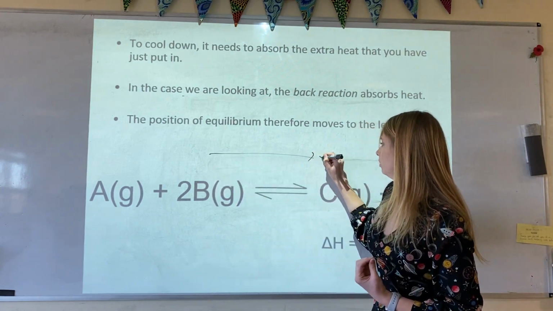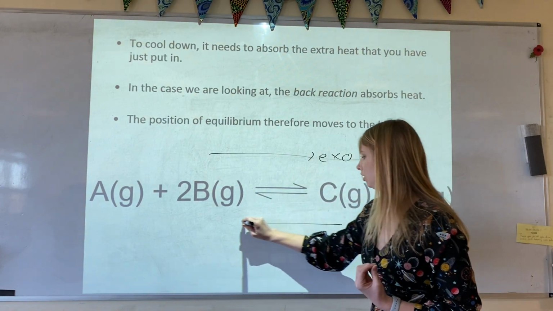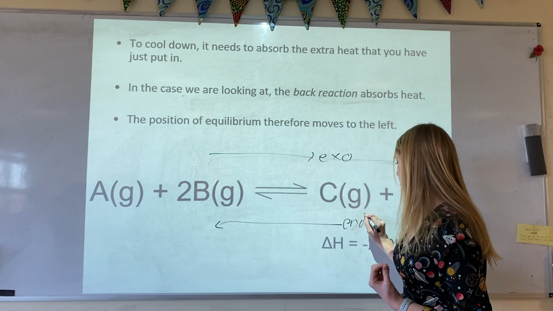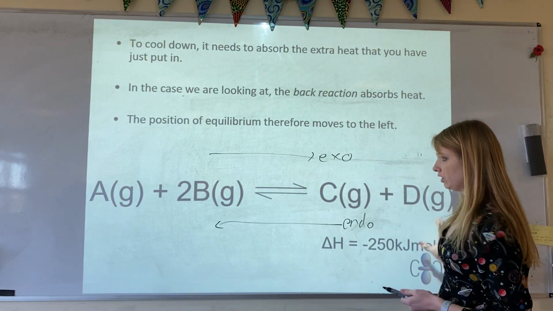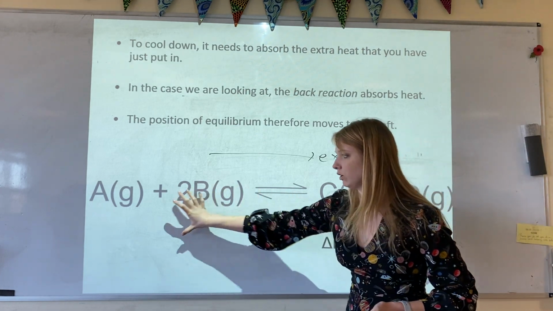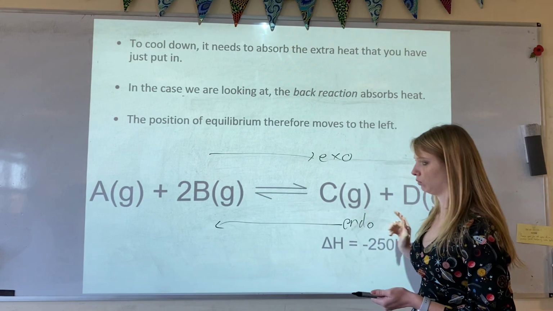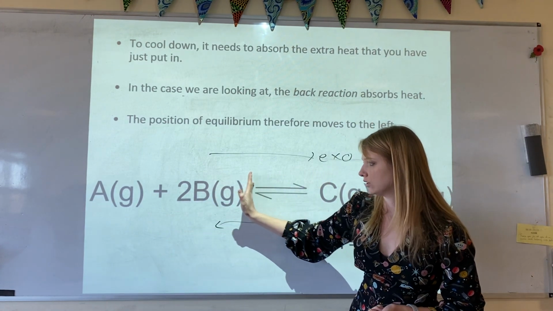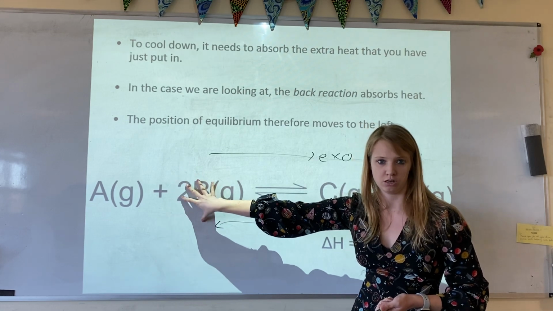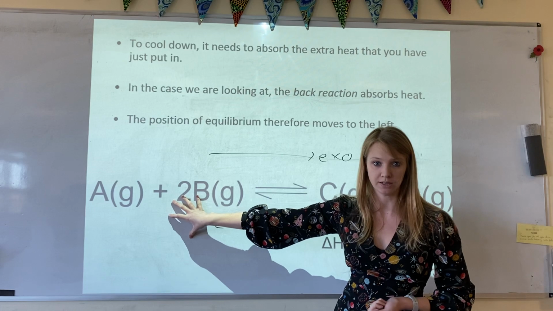So if you remember, our forward reaction is exothermic, our backward reaction is endothermic. So if I increase the temperature in this reaction, the backward reaction will be favoured because this is the endothermic reaction. Here we are going to absorb heat. So the equilibrium will shift to the left, favouring production of my reactants, because that is where it's going to cool itself back down again.